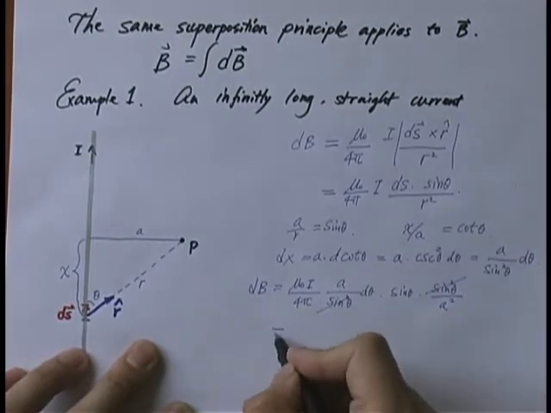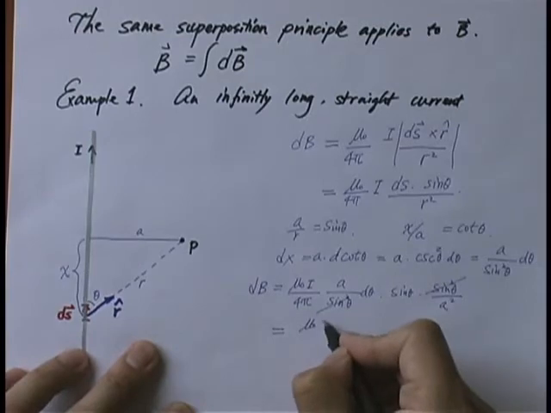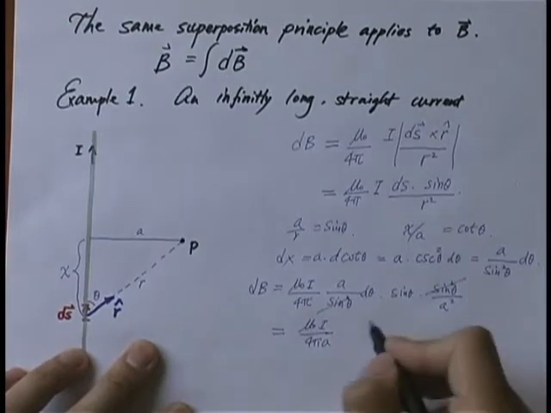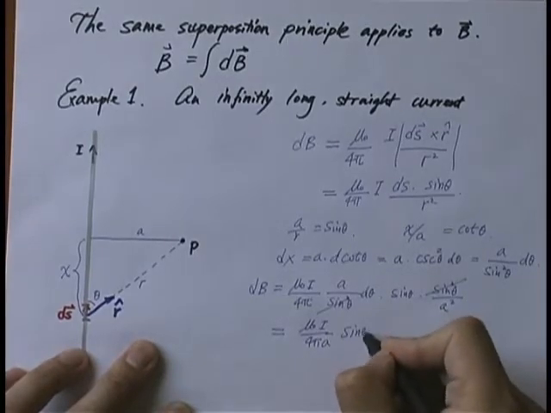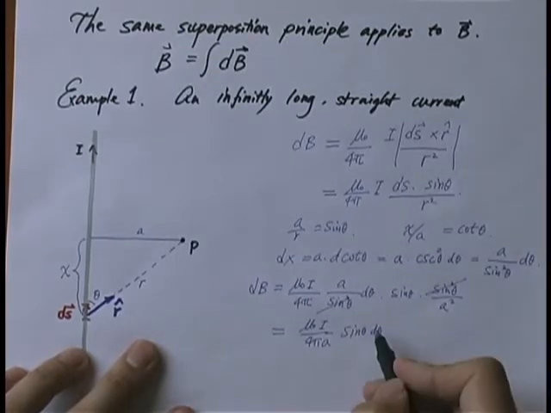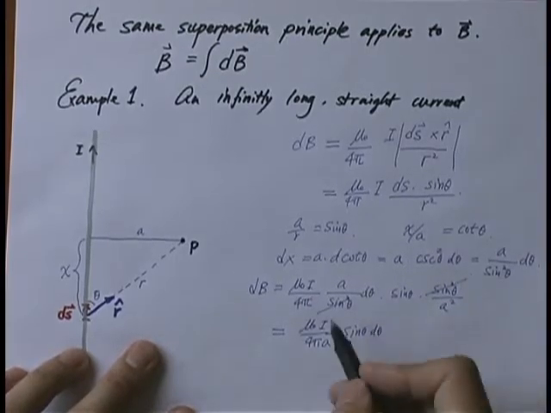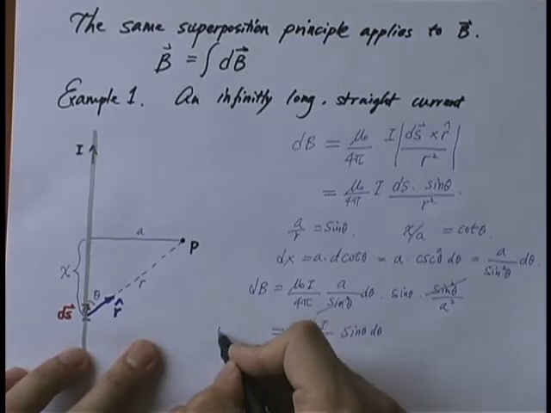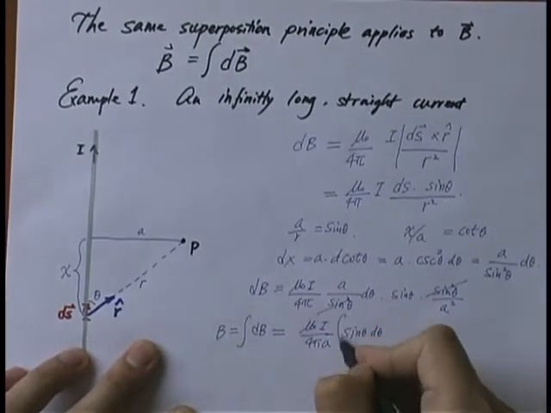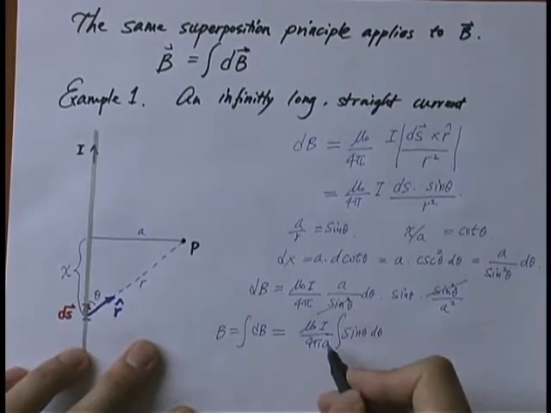And so you clean this up a little bit. This is mu naught I over 4 pi. There's an a, there's a squared, so there's 1 a left, times sine theta d theta. Gee, look at how simple that is. Just sine theta d theta. Now, this dB, let's integrate. So B equals the integral over dB. You just integrate, right? I took all the constants out.